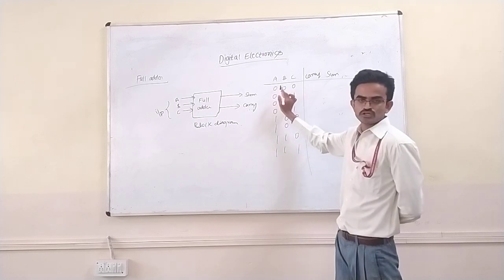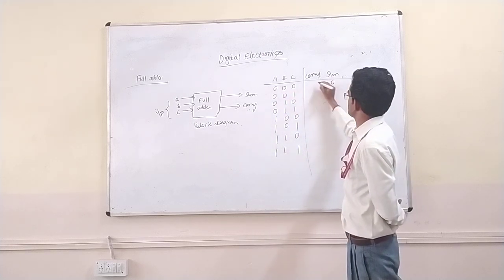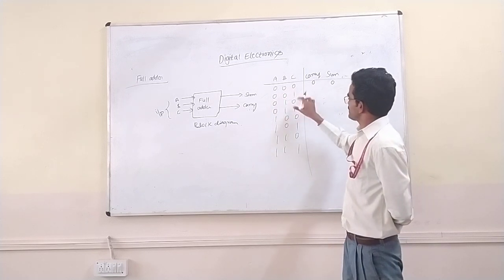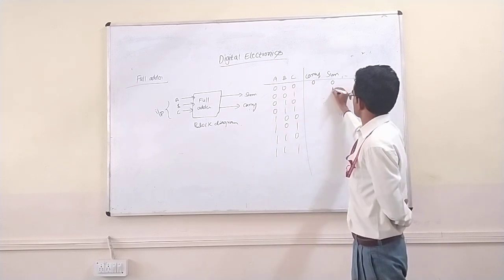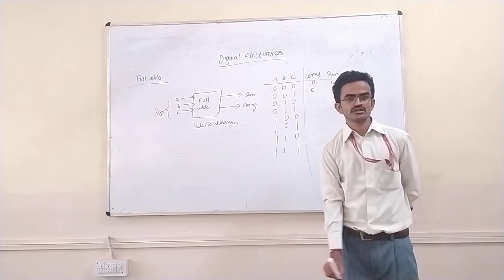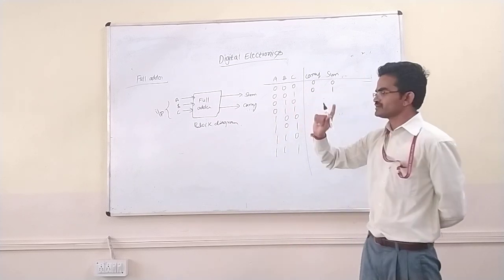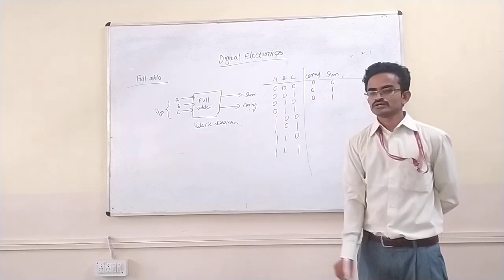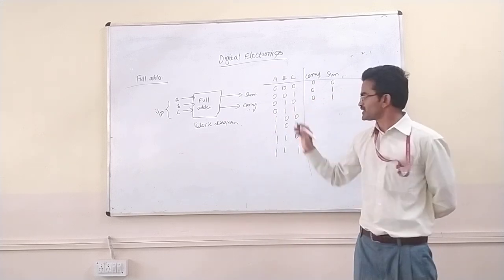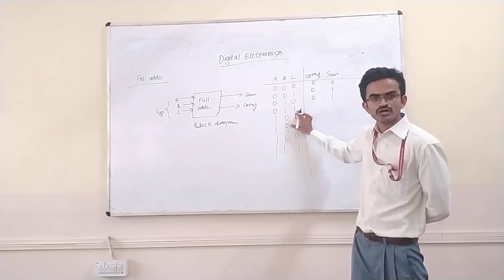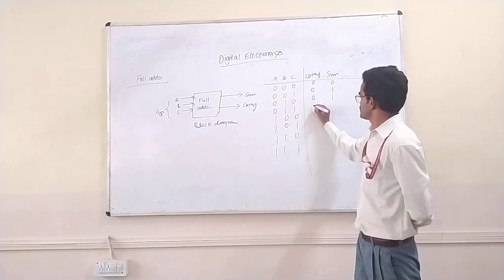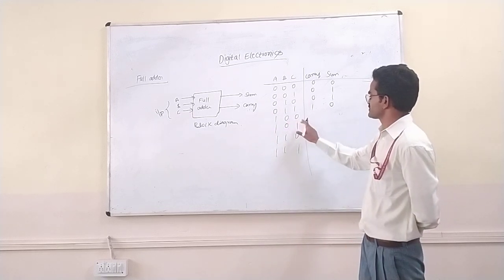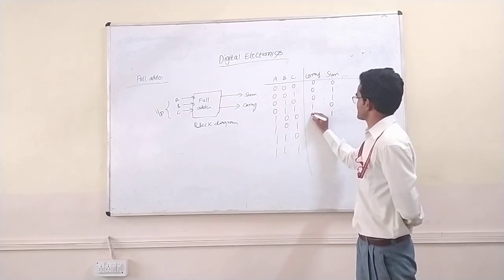So 0 plus 0 is 0, 0 plus 0 is 0, so sum is 0 and carry is 0. Then 0 plus 0 is 0 and 0 plus 1 is 1, so sum is 1 and carry is 0. Similarly, 0 plus 1 is 1, 1 plus 0 is 1, so sum is 1 and carry is 0. Then 0 plus 1 is 1, 1 plus 1 is 2. How do we represent 2 in binary? 1 0. Similarly here, 1 plus 0, 0 plus 1 is 1, so sum is 1 and carry is 0.